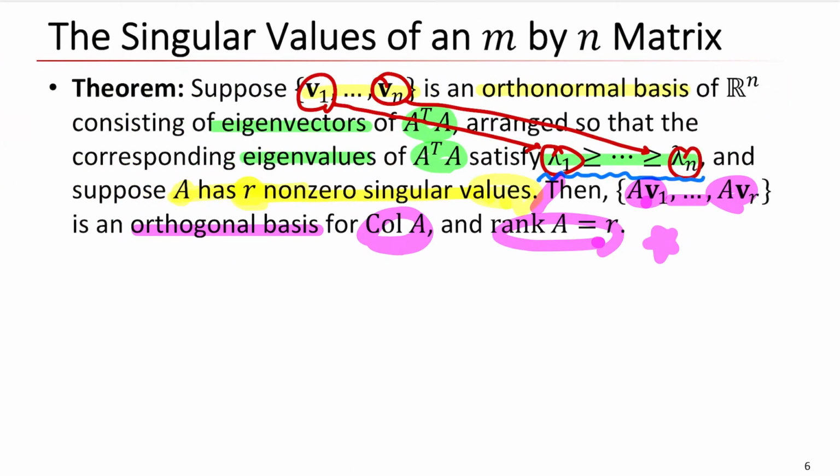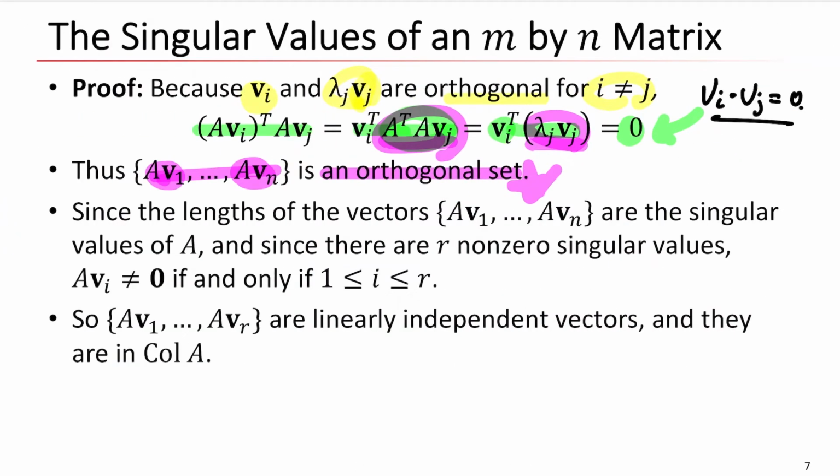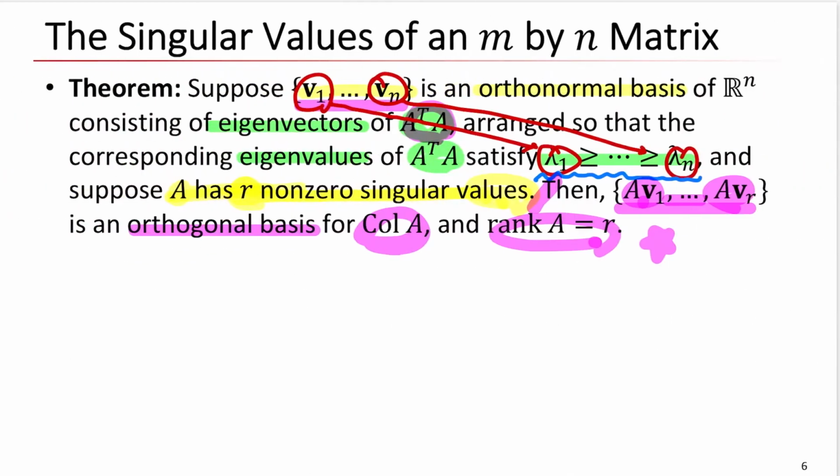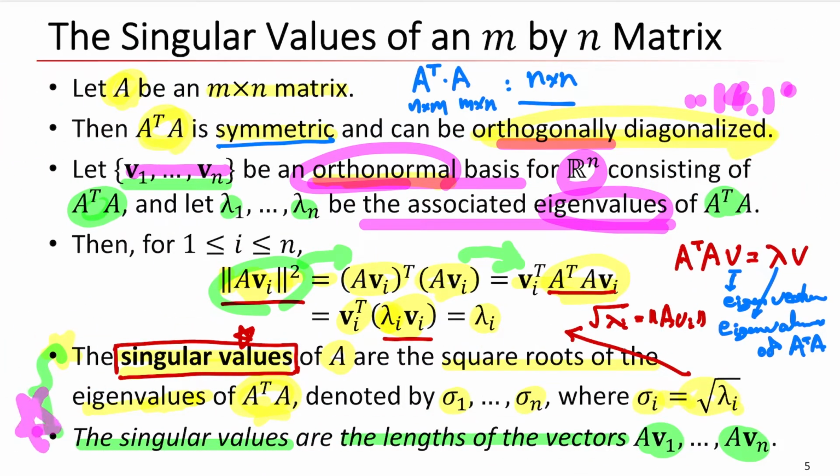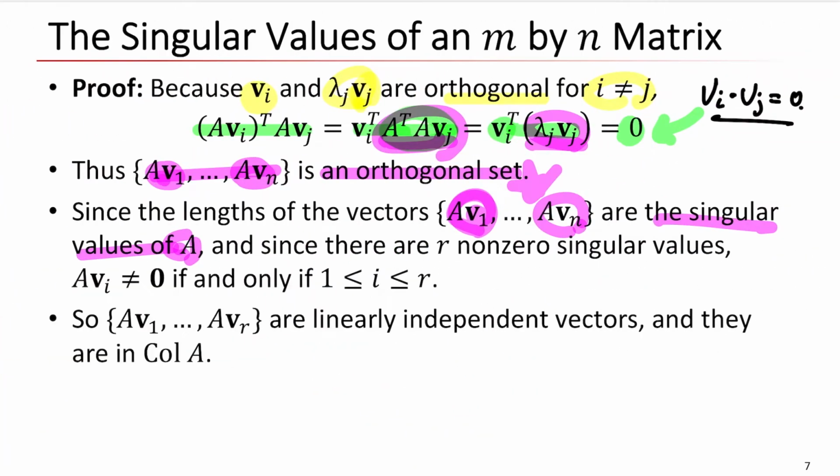Okay, so first of all, we know that if v1 through vn are defined from A transpose A, then Av1 to Avr are an orthogonal set because they are orthogonal to each other. And the lengths of the vectors Av1 to Avn are the singular values of A, right? So from the definition, the lengths of the vectors are the singular values of the matrix A, right? And there are r non-zero singular values.